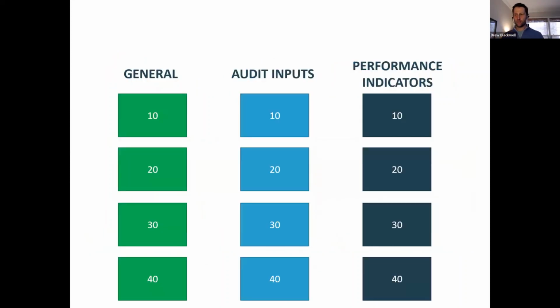So imagine we've got our Jeopardy board. I'll do my best to honor the late Alex Trebek here as our host. We have our board with our categories: general, audit inputs, and performance indicators. And then our point system is 10 through 40 for each category.